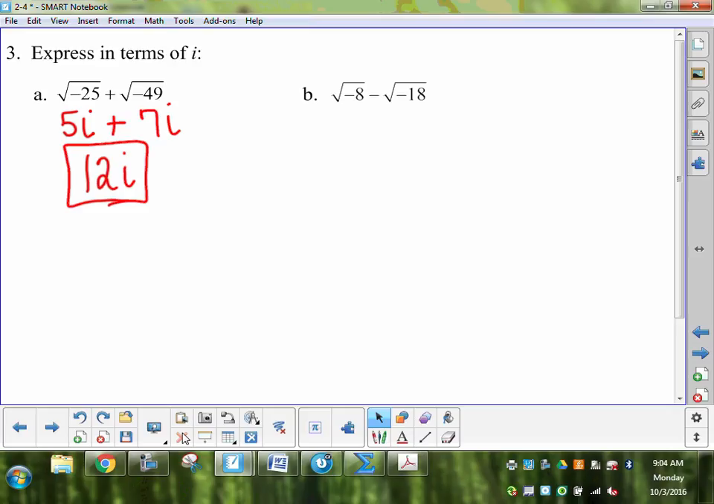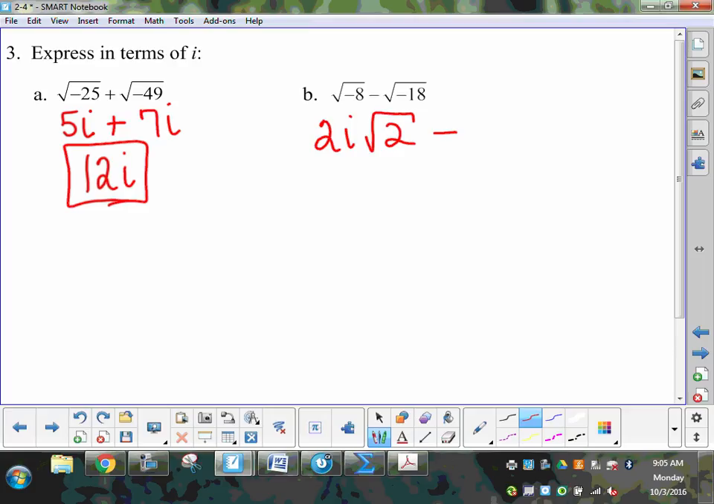Take a look at B. You are good enough to do this. You actually did half of it all the way out already. Anthony, do you want to simplify down the -√8 or the -√18? Okay, so we've got 2i√2 minus, what about over on the other side? Trace?